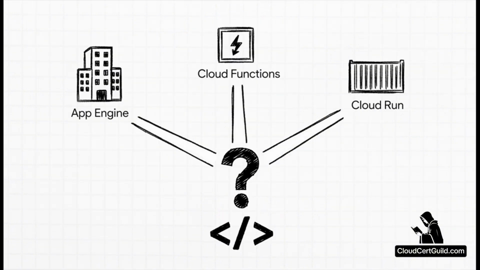So, the next time you're ready to deploy something new, just take a second and ask yourself, what kind of home does my code really need? Is it a managed apartment, a temporary room for a quick job, or is it a flexible, portable container? Once you answer that, you'll know exactly where to go in the Google Cloud neighborhood. I really hope this helps you find that perfect home for your code.